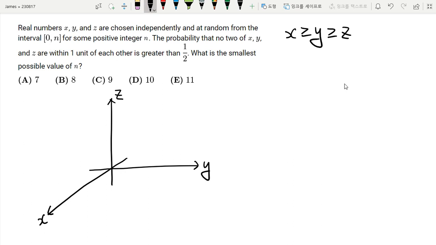And let's first think of the base. Base means when z is zero. When z is zero, no two of x, y and z are within 1 unit of each other. I mean that means x minus y should be greater than or equal to 1, or the y minus z should be greater than or equal to 1.